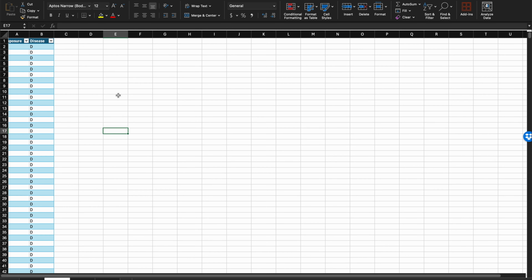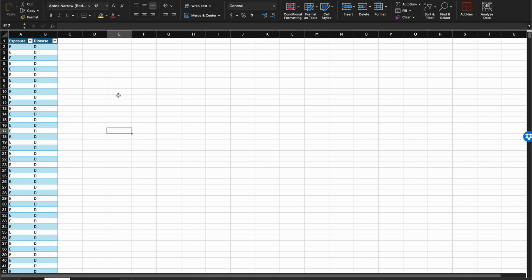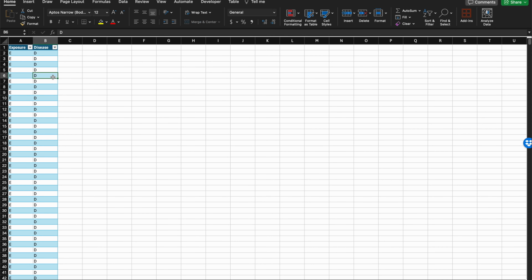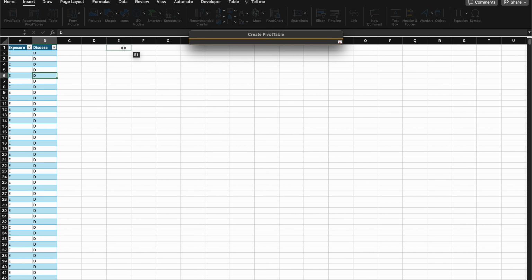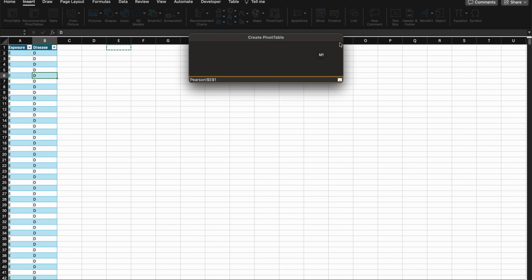Now for this, we need a contingency table or table of observed data. This is categorical data, and all we can do is calculate frequencies. So I'm going to click in one of the cells in the table. I'm going to go to Insert. I'm going to hit Pivot Table. The table will already have been selected for me. I just have to say where I want to put the pivot table. Let's put that in the existing sheet. I'm going to click my selection button. Let's go back up to cell E1. Expand again and hit OK.